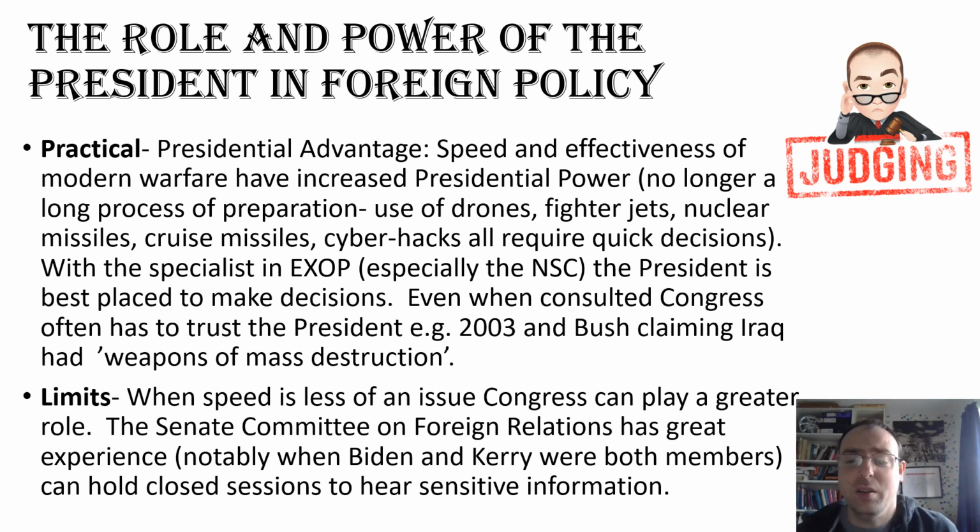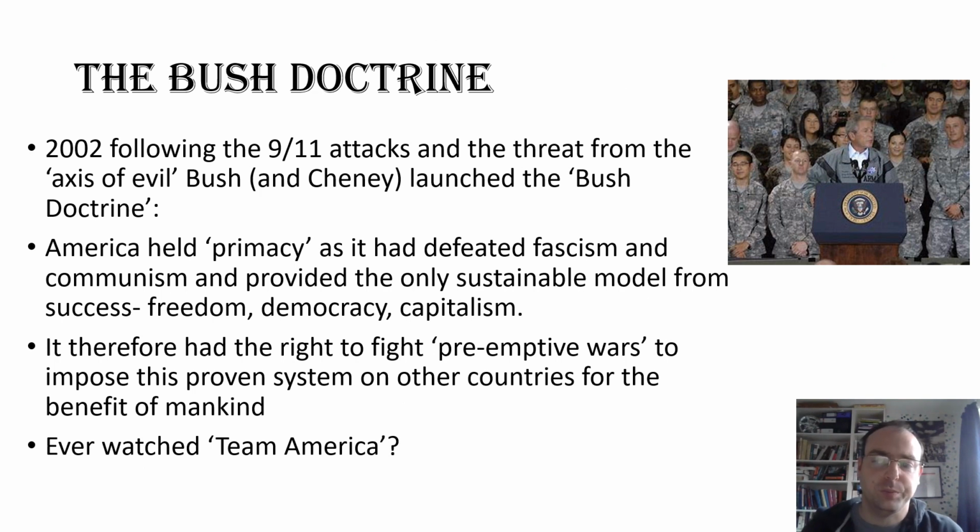Where speed, however, isn't the key factor, the Senate in particular and Congress in general can play a greater role. The Senate Committee on Foreign Relations often has a great deal of experience. Notably, there was a period where it had both Biden and Kerry as key members of it. And the committees in the Senate and the House can hold closed sessions and therefore hear sensitive information. So it's not the case that the president can just say, well, I just can't tell you why I'm doing it, I've just got to do it. Then actually there are mechanisms where Congress can be given a degree of oversight.